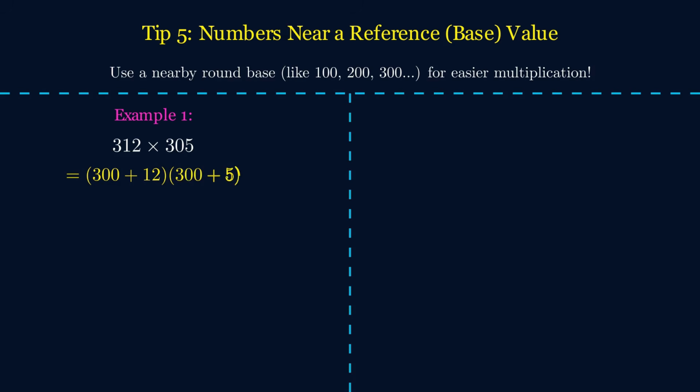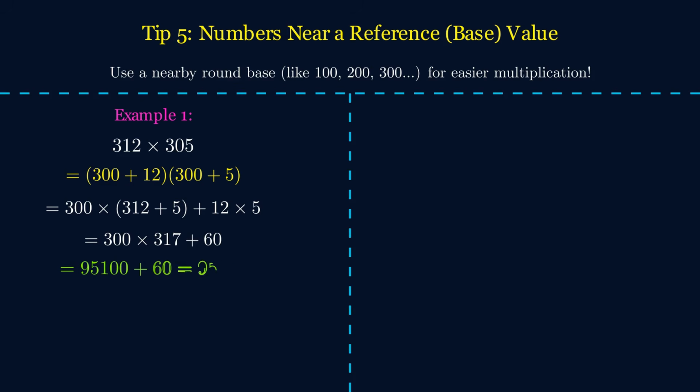We can write them as 300 plus 12 and 300 plus 5. Now, here's the pattern. Multiply the base by the sum of the offsets, then add the product of the offsets. So we take 300 times 312 plus 5, and then add 12 times 5. That's 300 times 317, which gives 95,100, and 12 times 5 equals 60. Add them up, equals 95,160.